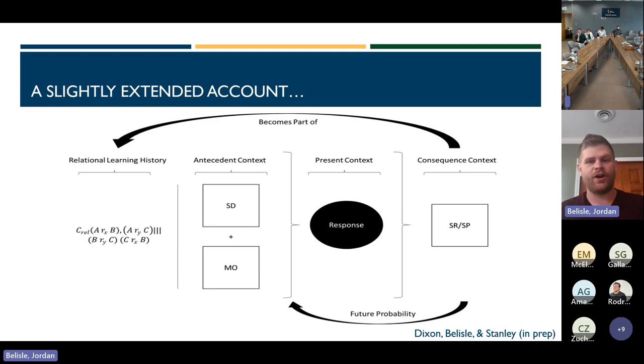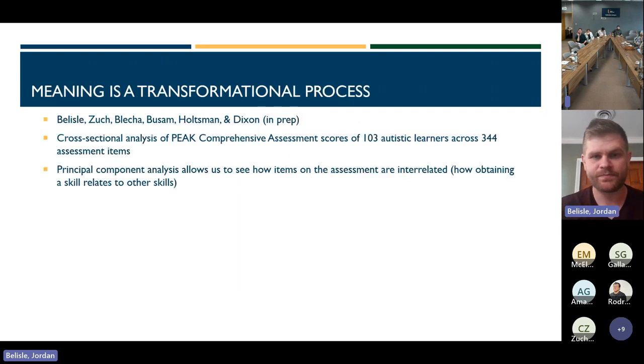Relational learning is not an all or nothing phenomena. It's a generalized operant that grows in complexity along with experience, moving from relatively simple forms of relational responding in childhood to vastly complex and interdependent relational repertoires. Thus, meaning itself is a transformational process. As language emerges, so too does meaning. From the relatively simple meaning of our childhood to the complex meaning of us here together in our worlds today.